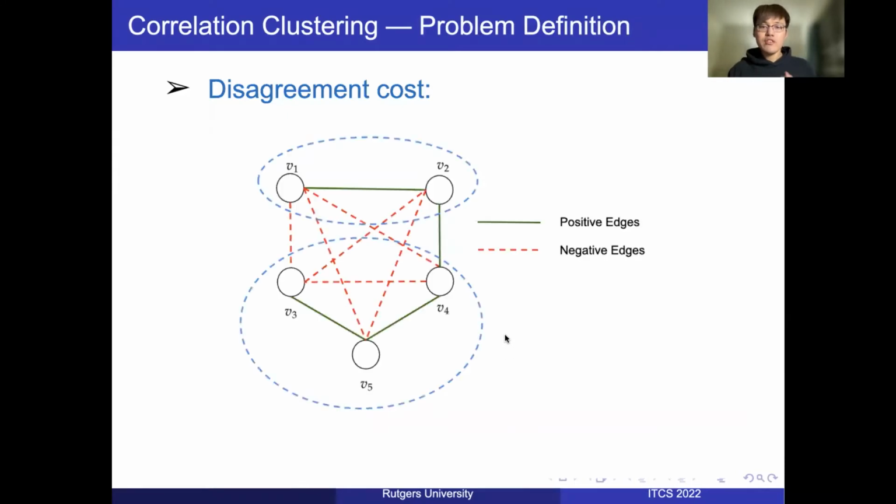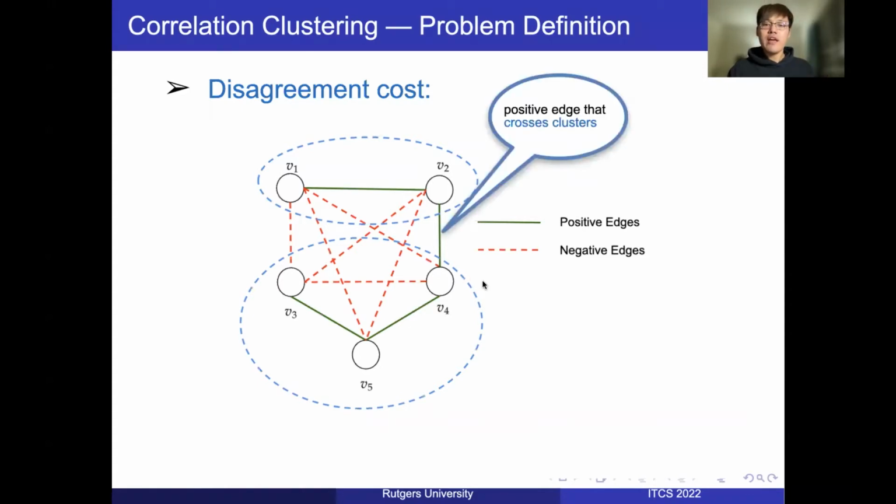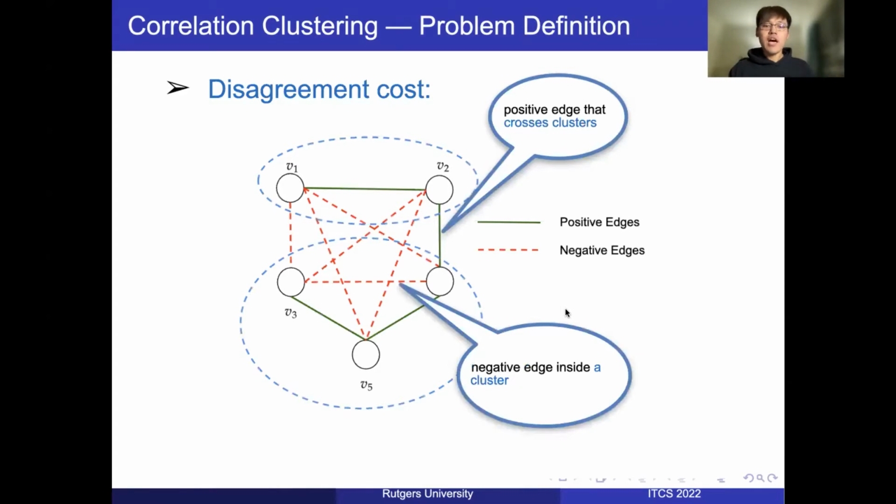So what does it mean? For the graph I've shown you, if we implant the clustering as shown in the picture, then there are two types of costs I want to count. The first is a pair of vertices that share a positive edge but are in different clusters. For example, V2 and V4. You can think of them as a pair of similar documents that are put into different clusters. The second type is negative edges inside the same cluster. For example, the V3 and V4 edge is negative but in the same cluster, so we charge a cost for it.